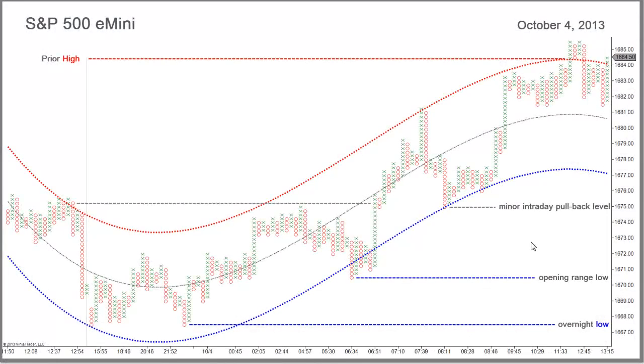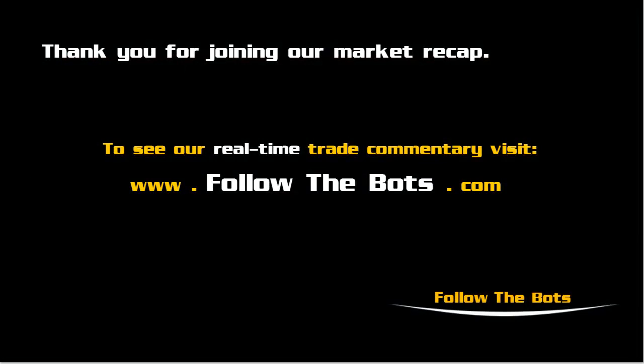Coming into Monday's session, we would expect to see S&P futures hold support. The minor pullback level is located down at or near 1675. The better support level is down at Friday's overnight low, as well as Thursday's low at 1663. That concludes our daily recap for the S&P 500 E-mini.